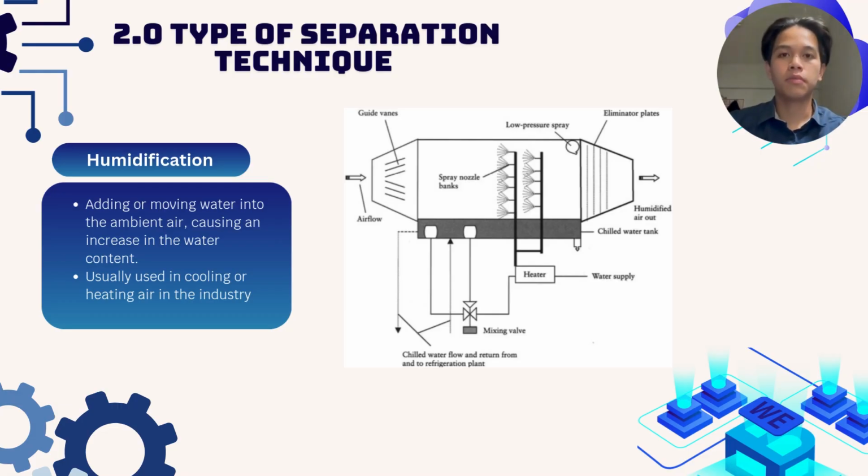So when we are talking about separation in humidification, basically we are talking about how to separate the water vapor from the air. So here we are going to discuss the two techniques in humidification. The first one is humidification. It is an action where you add or move water into the ambient air, causing the water content of the air to increase. Usually, this is used in cooling or heating the air in the industry.